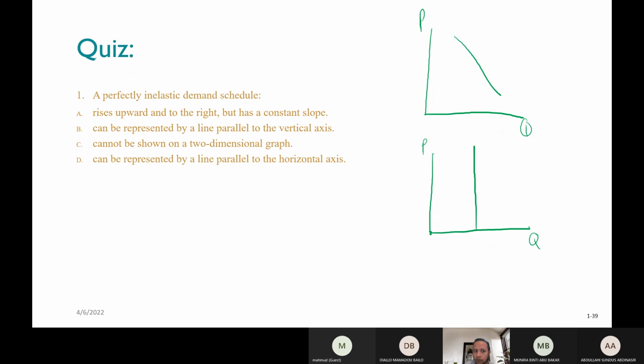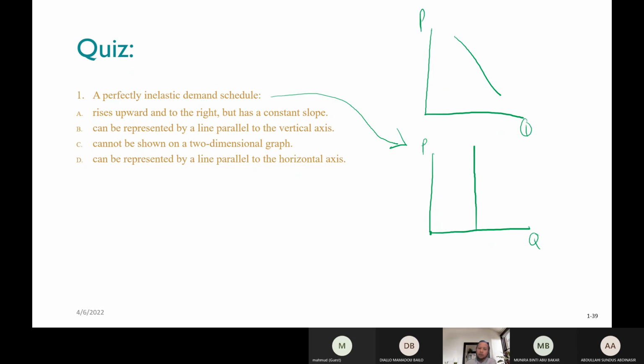Doctor, the question is number one, a perfectly inelastic demand schedule. Like I have to guess between the two. The answers are there. You guess A, B, C, D. Okay. Objective. So which one is it? Okay, let me read it first. So perfectly inelastic demand. I'm just showing you, this is what it looks like. Yeah, I think it's D.